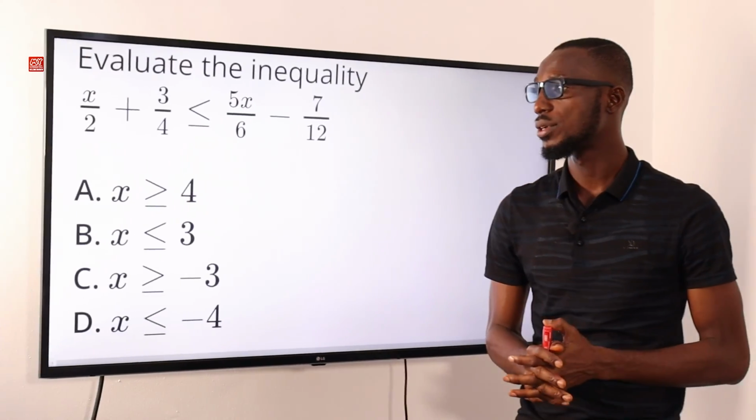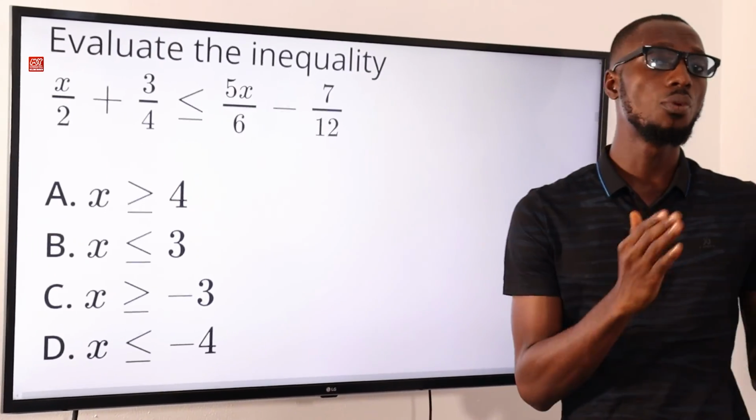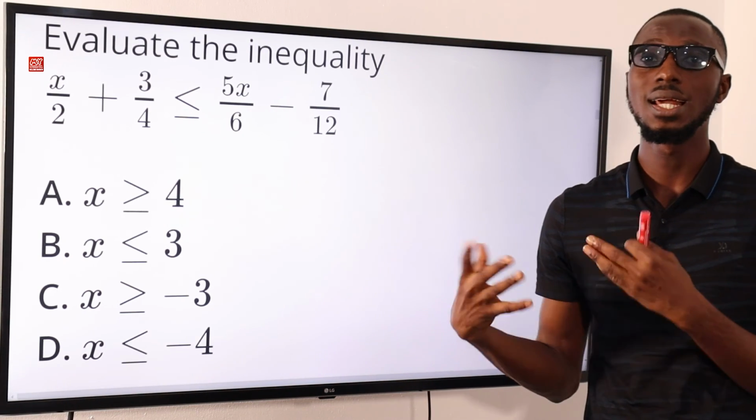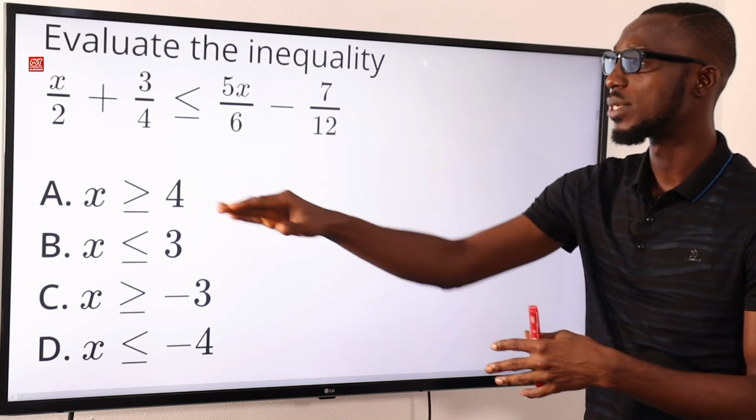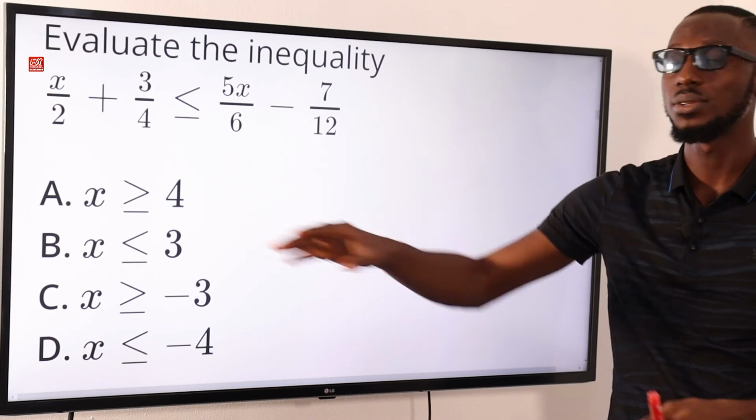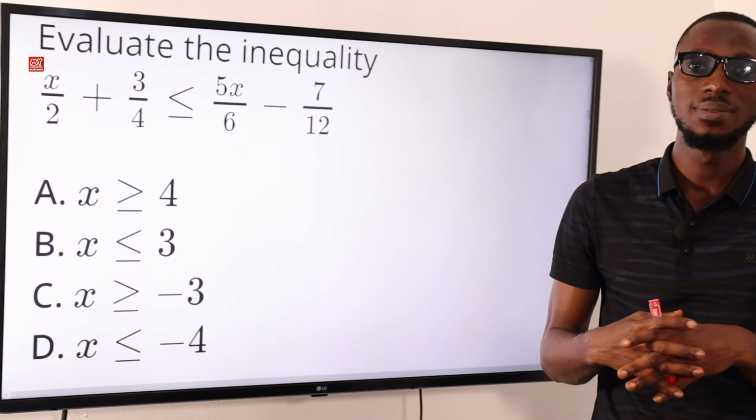If you look through the options provided, you can see that from what we solved, we got 4 is lesser than x, or we can put it properly that x is greater than 4. So that makes option A correct. So option A is very correct.